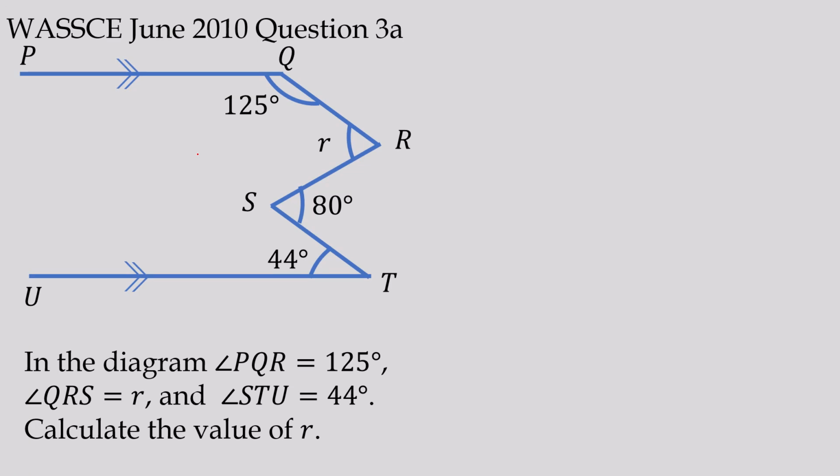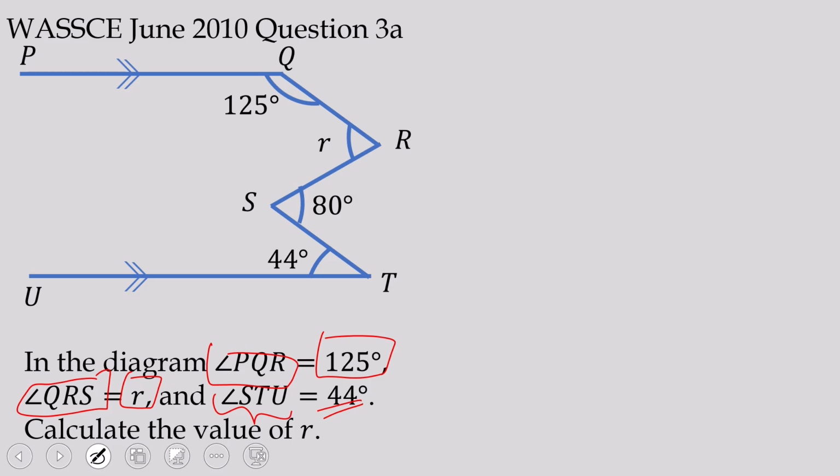Okay, so now let us take a look at this question over here. So this question says that the angle PQR is equal to 125 degrees. The angle QRS is equal to R, and the angle STU is equal to 44 degrees. Now you are looking for the value of R.